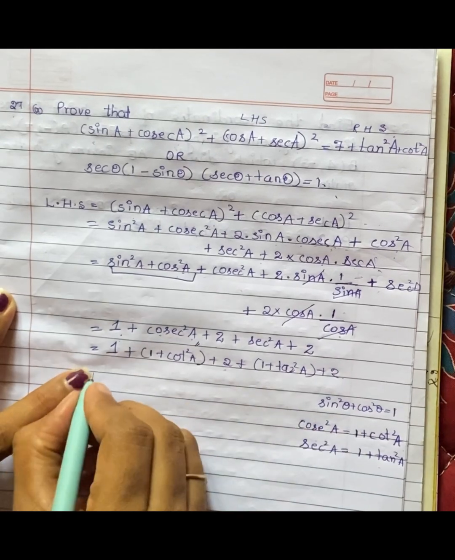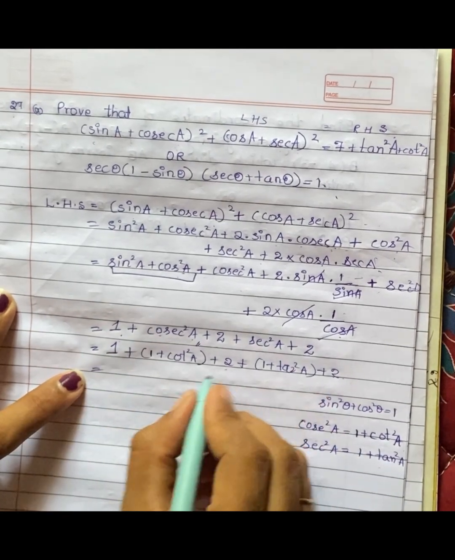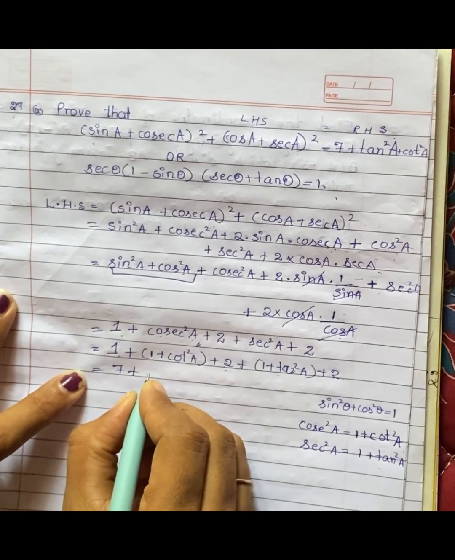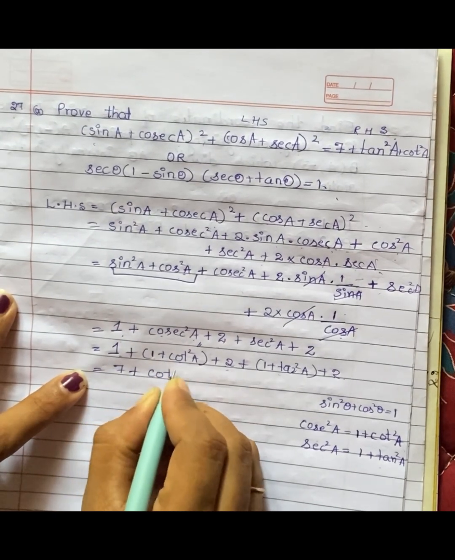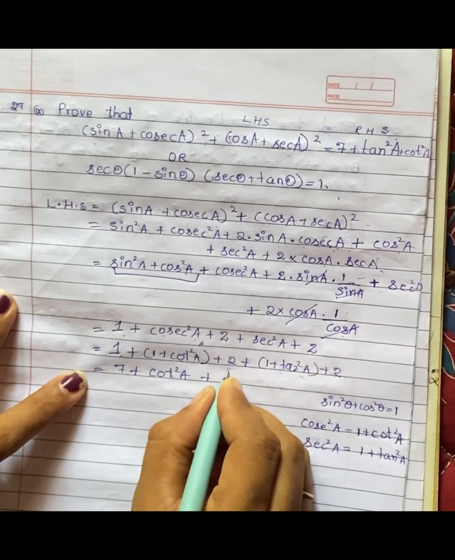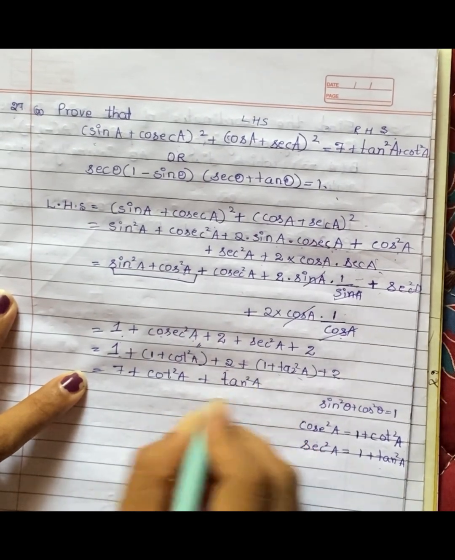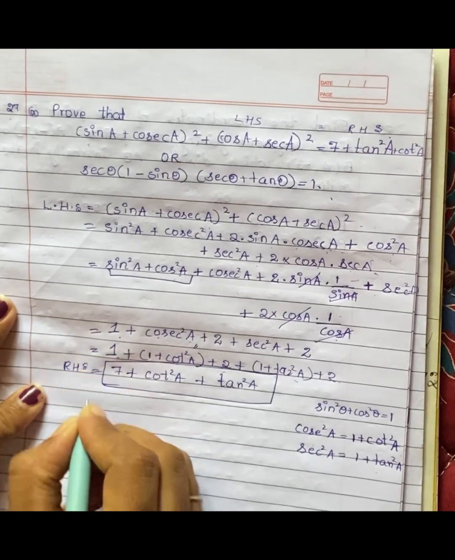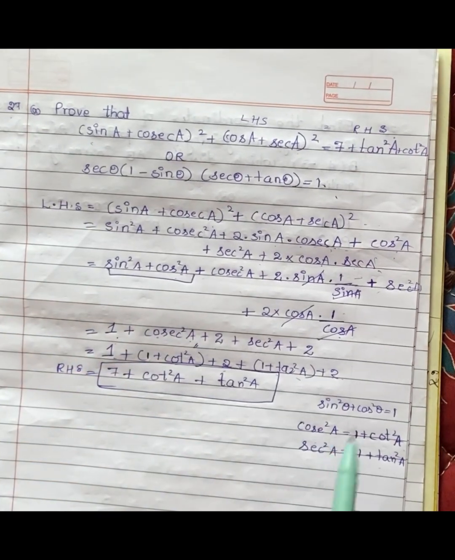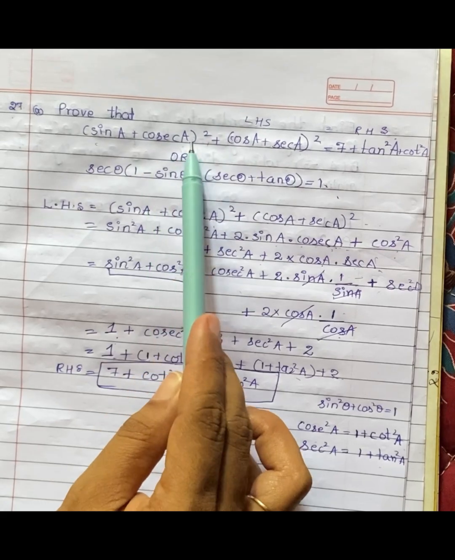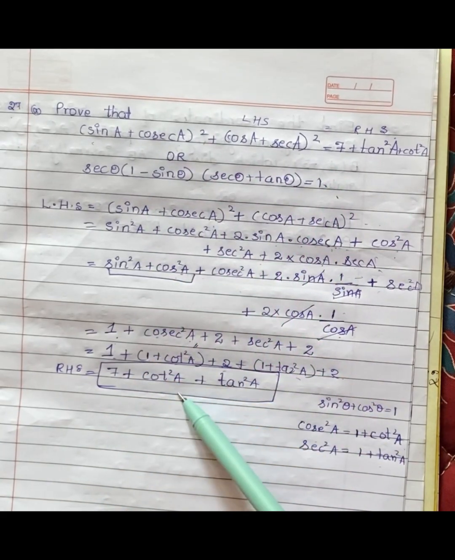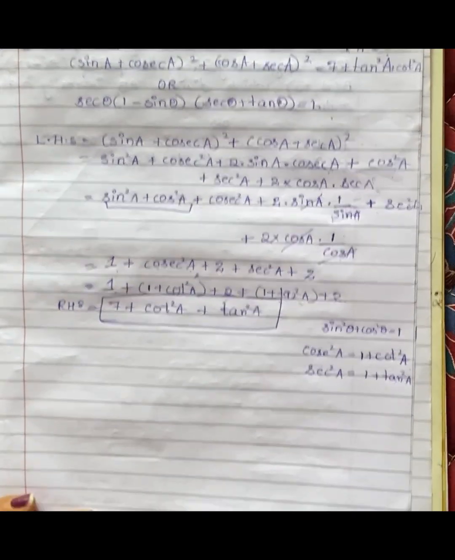Now I'll add all the numbers. That is 2, 4, 5, 6, 7. That is 7 plus cot squared A plus tan squared A. This is nothing but the RHS they have asked. So we have proved that (sin A plus cosec A) whole squared plus (cos A plus secant A) whole squared is equal to 7 plus cot squared A plus tan squared A. Okay, this is the answer.